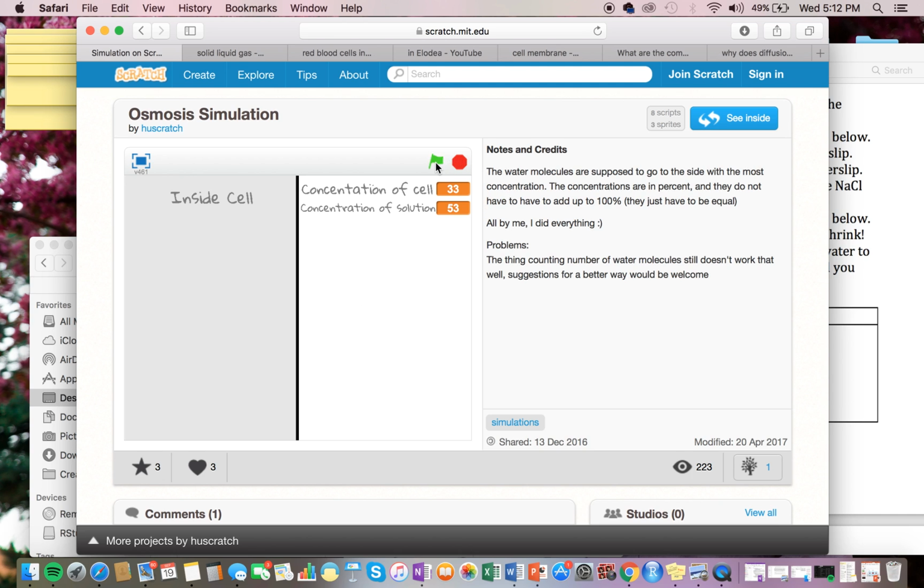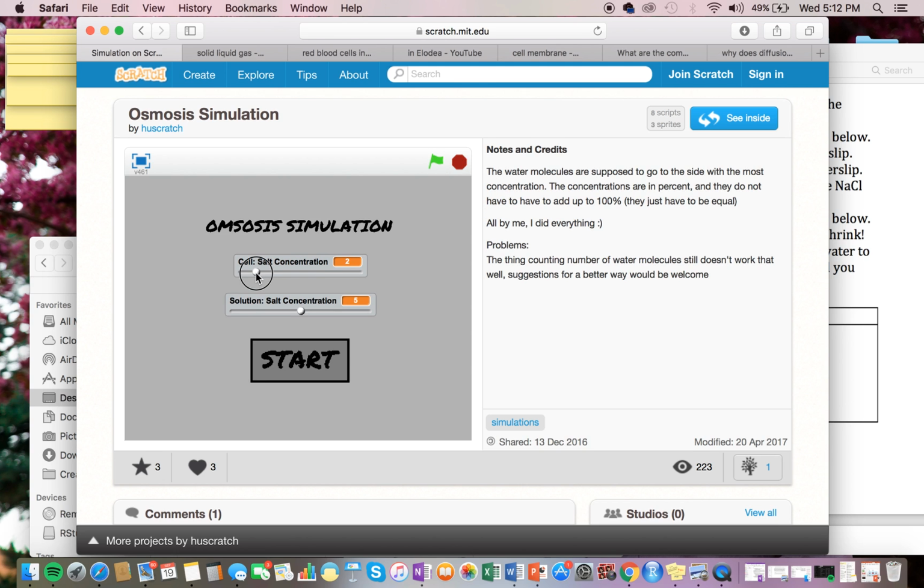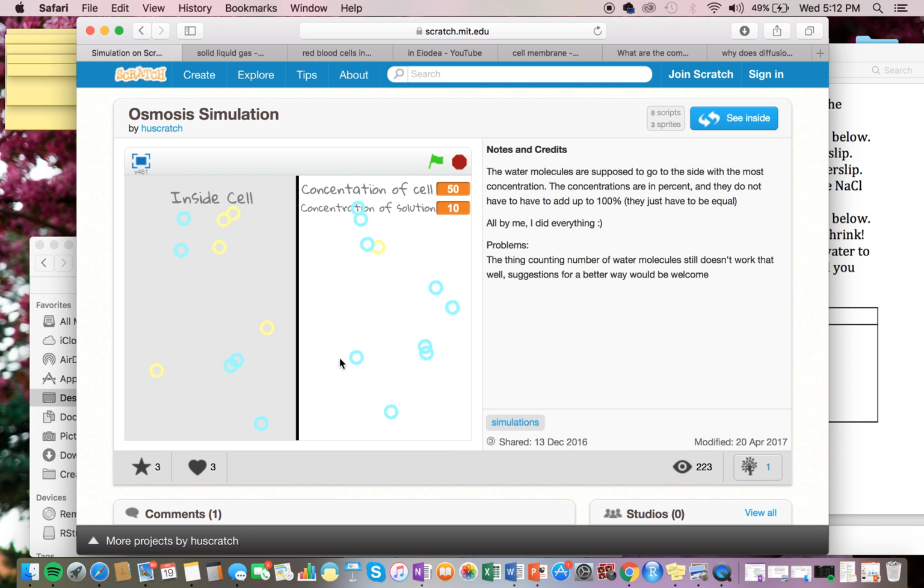So let's try another situation. Let's try having the cell be at 5, and we're going to make a hypotonic solution, which means we lower the salt concentration in the solution. Well, let's see what happens. So this is inside the cell. Here's all the salt. There's a higher salt concentration inside the cell. And here is the concentration outside the cell, and there's not a bunch of salt.